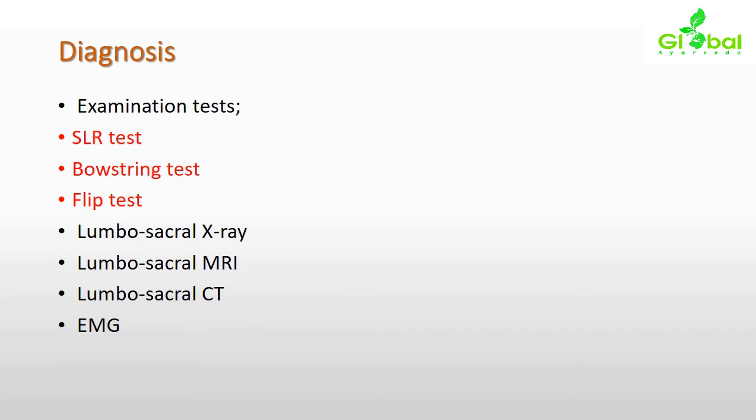Along with these, radiological investigations like lumbosacral X-ray, lumbosacral MRI, lumbosacral CT, and electromyogram. These will give radiological findings with respect to the alignment of the lumbar spine. Wherever there is degeneration or any kind of defect in the articulation, it will be ruled out by these radiological examinations.